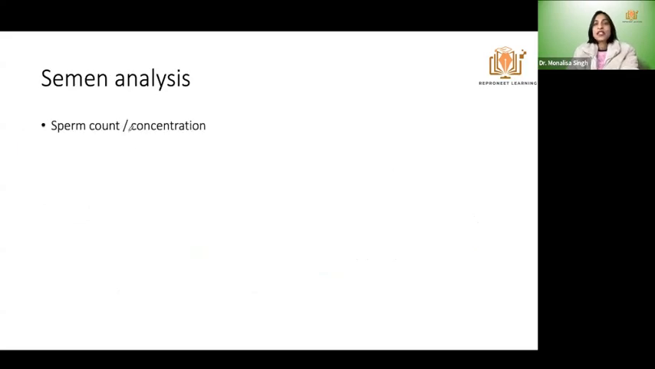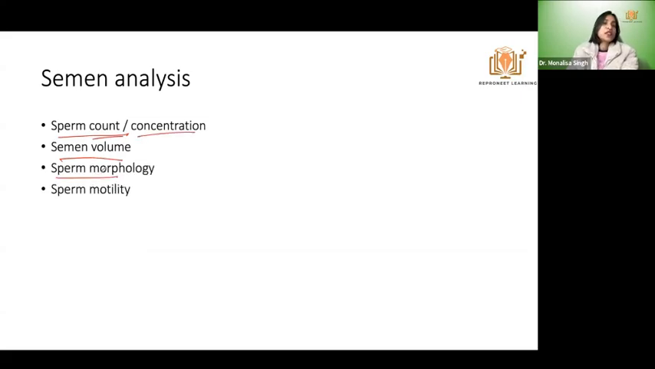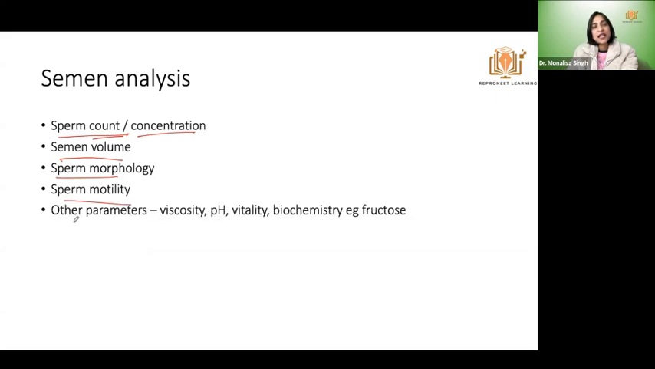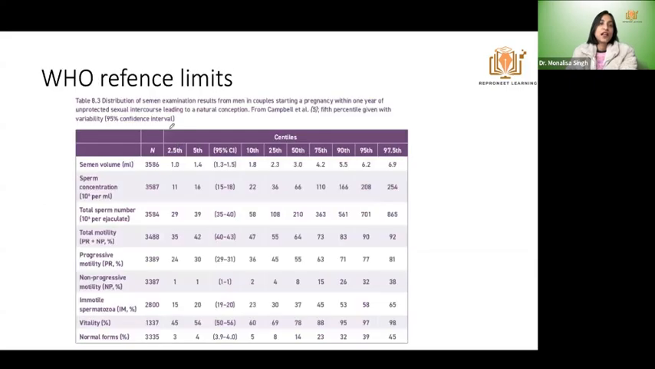Semen analysis, what all we see in semen analysis: semen volume, sperm count, and sperm concentration. I'll tell you what the difference is. Morphology, motility, and other parameters like viscosity, pH, vitality, biochemistry like fructose is present or not present. Now, this is the table that you will get if you see the WHO 2021 reference manual. And this is a complicated table.